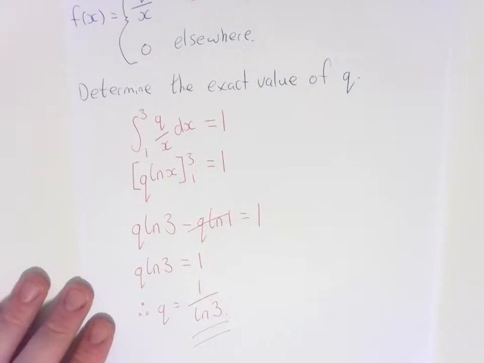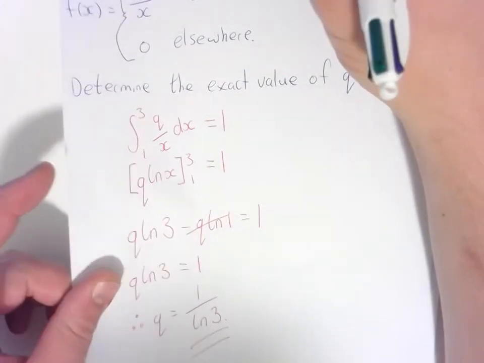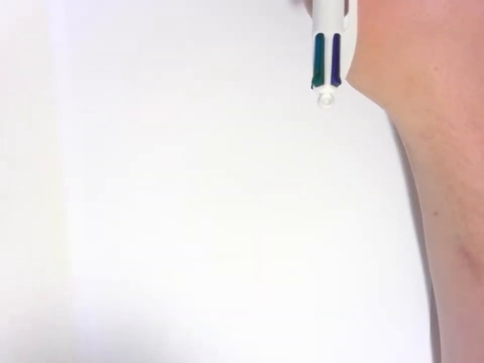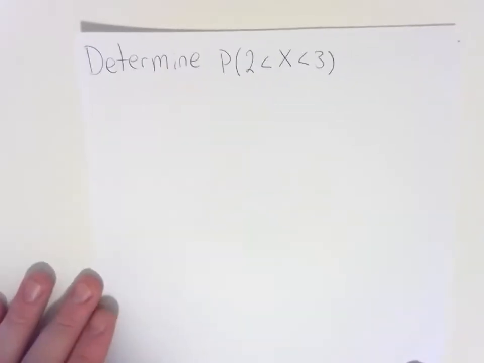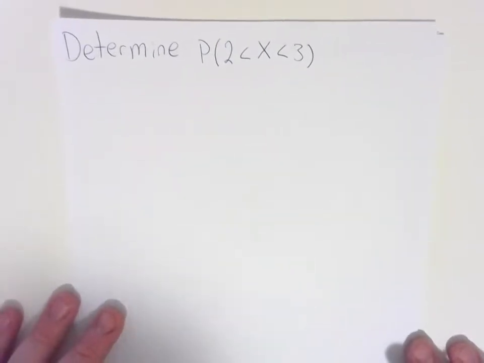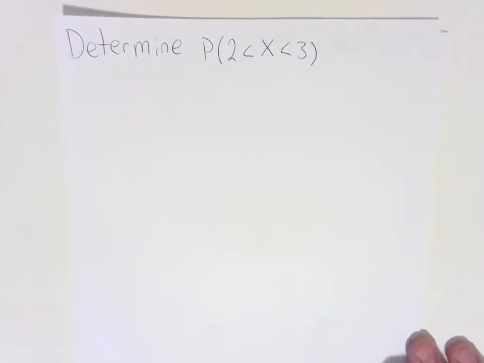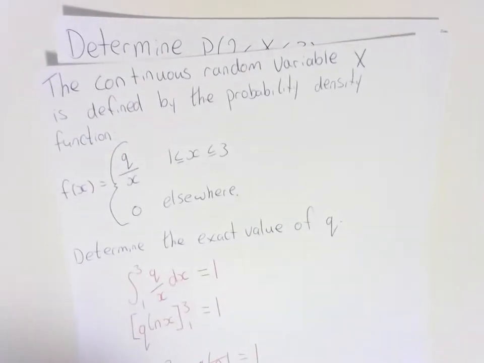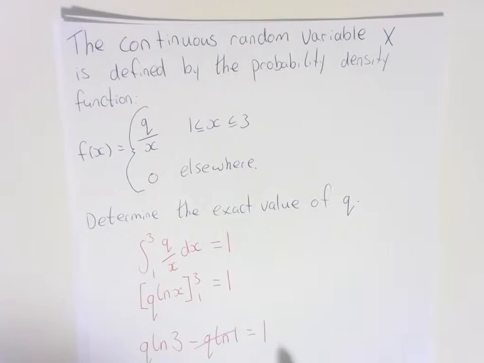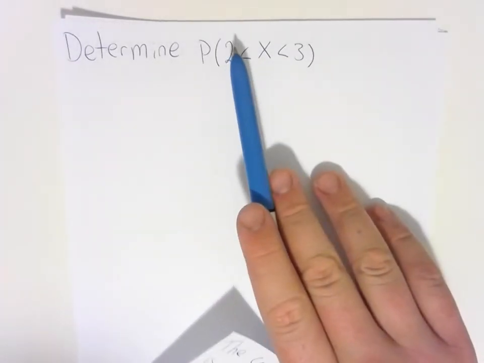Now there is another part to that question, and I've got it just here. The next part of that question says to determine the probability between 2 and 3 of our probability density function that we had earlier. Instead of between 1 and 3, we are now finding between 2 and 3.